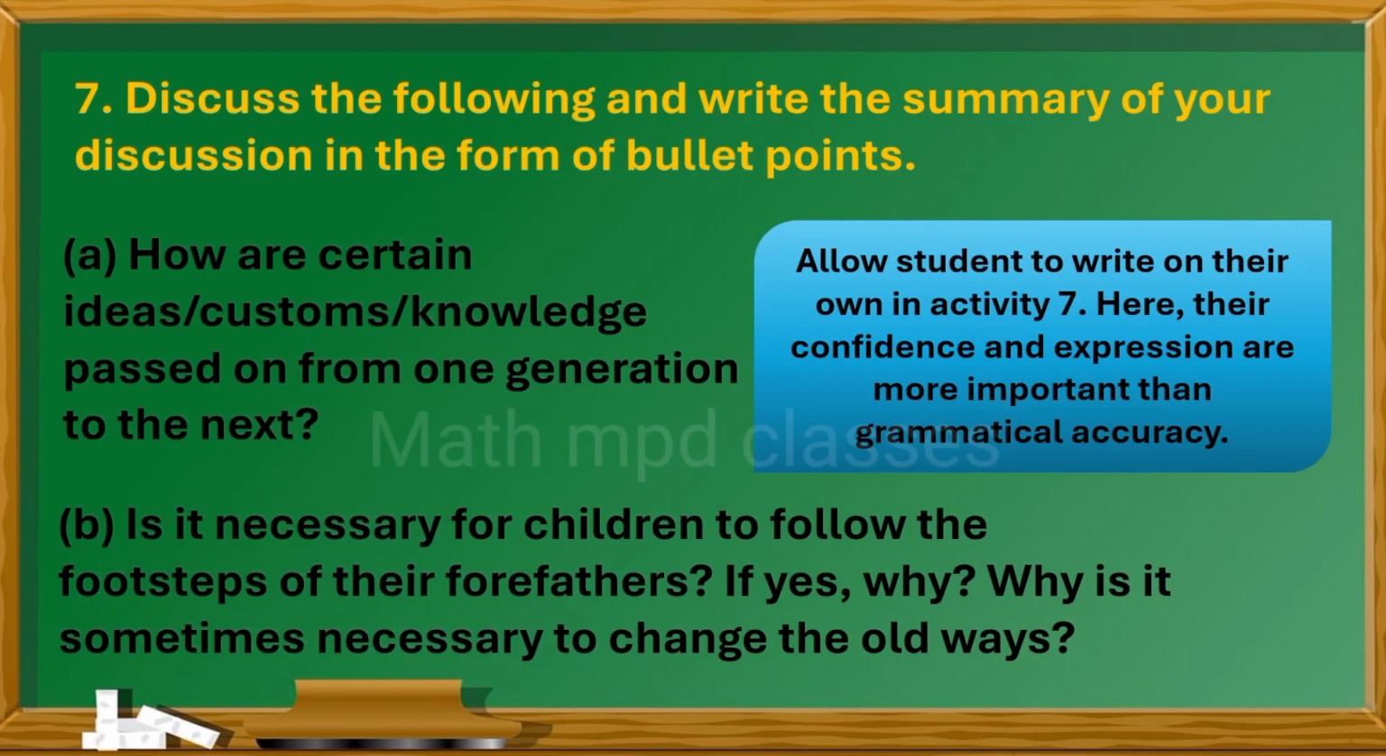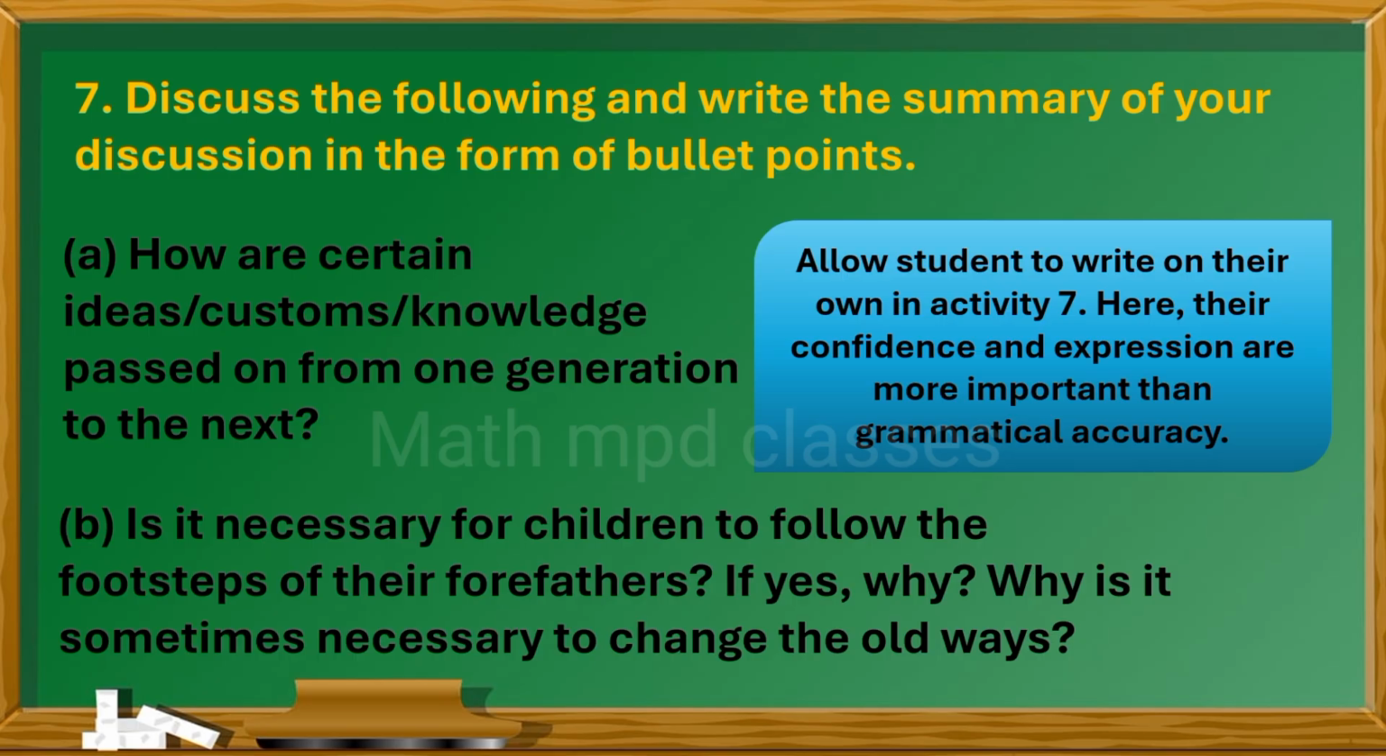Next question, discuss the following and write the summary of your discussion in the form of bullet points. First, how are certain ideas, customs and knowledge passed on from one generation to the next? B. Is it necessary for children to follow the footsteps of their forefathers? If yes, why? Why is it sometimes necessary to change the old ways? Allow the students to write on their own in activity number 7. Here, their confidence and expressions are more important than grammatical accuracy.